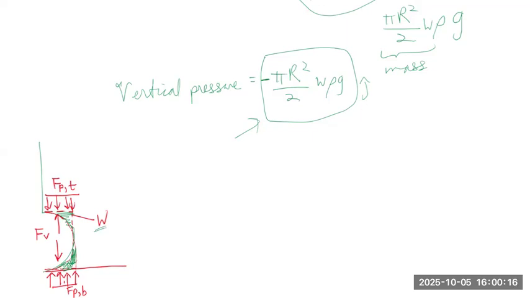So we want to balance forces now on the control volume. So the sum of forces in the y direction will have to be equal to 0, because it's in static equilibrium, and it's equal to negative FV plus FPT minus FPB plus W.